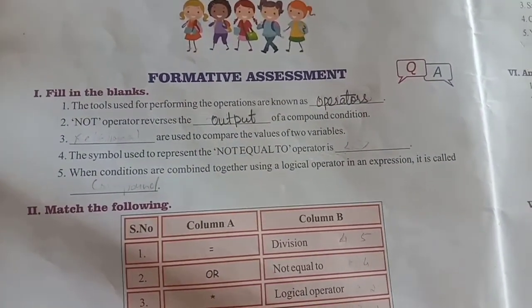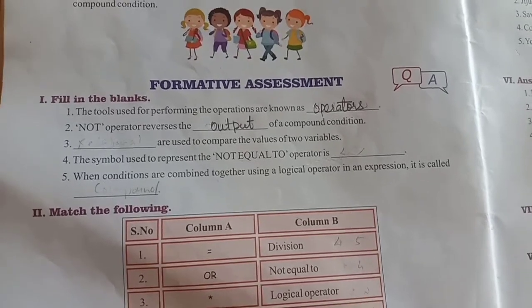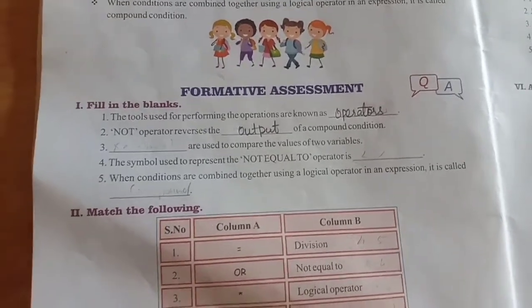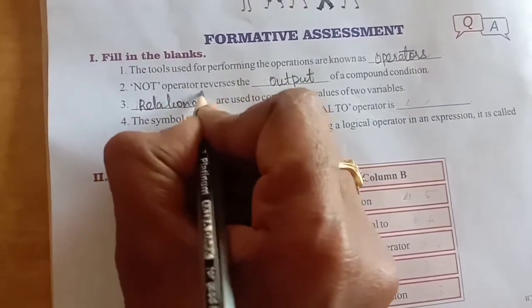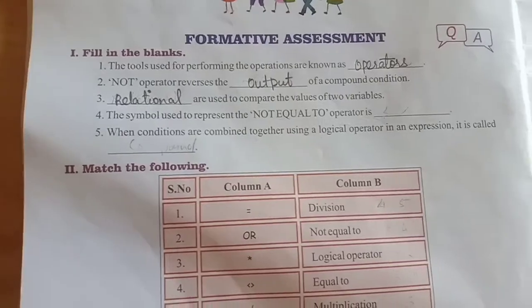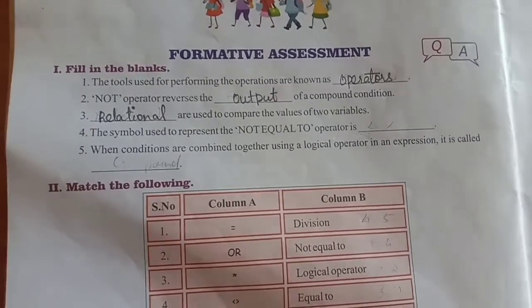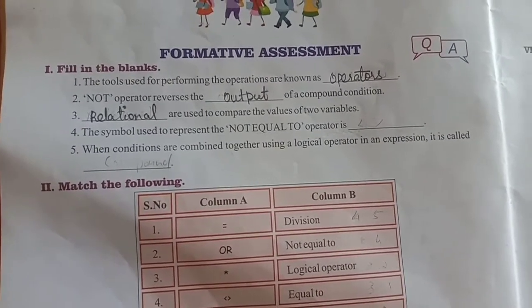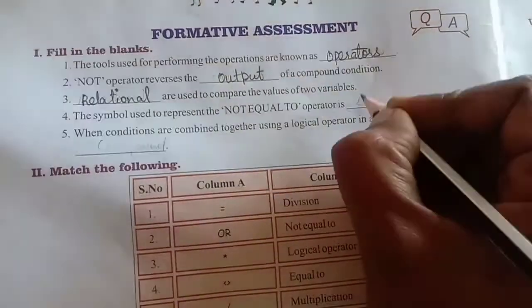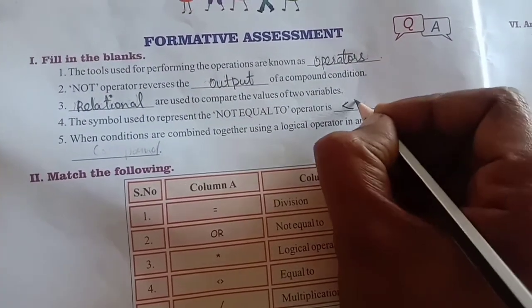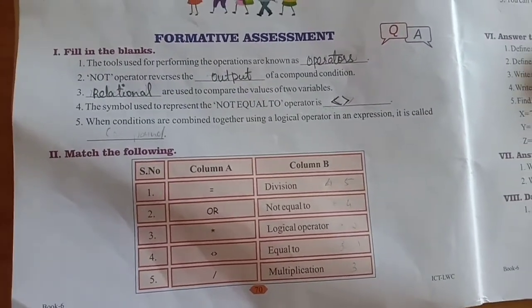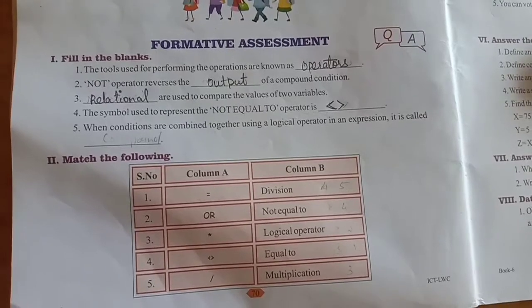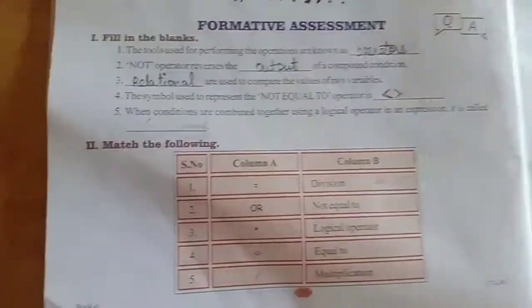Dash are used to compare the values of two variables, that is relational operator. The symbols used to represent the not equal to operator is this one. Okay. When conditions are combined together using a logical operator in an expression, it is called a compound condition.